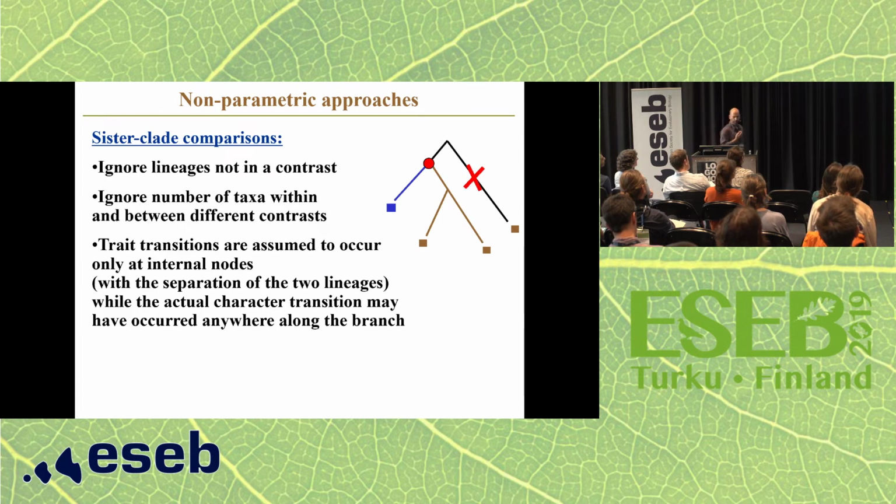Okay, but what is the problem in such a non-parametric approach? First of all, it ignores lineages not part of the contrast. For example, we only concentrate on this part of the phylogeny, but we ignore all this long branch. Second, we ignore the number of taxa within each contrast and the number of taxa between the contrasts. And another problem is that we assume that trait transitions occur only at internal nodes of the tree. But obviously, the transitions themselves can occur anywhere along the branch. So this method ignores a lot of uncertainty, and basically we know that sister clade contrasts have lower power.